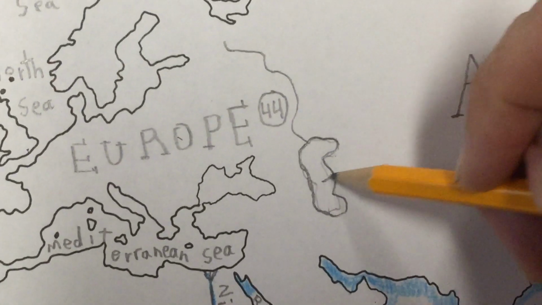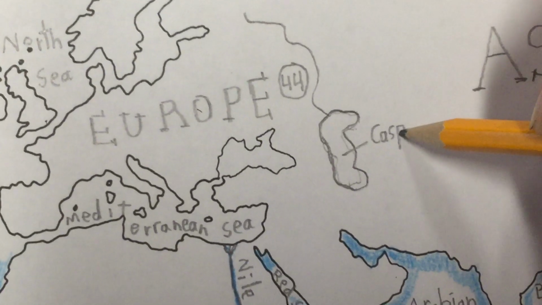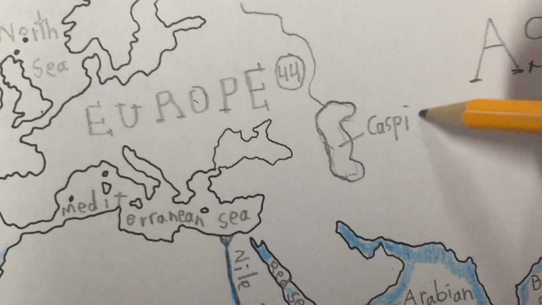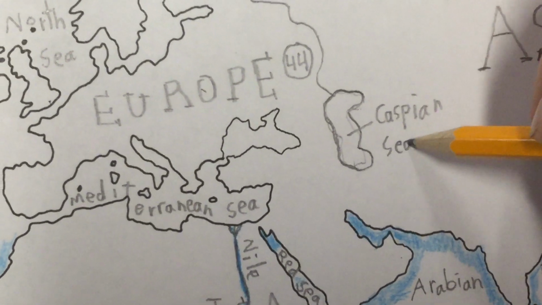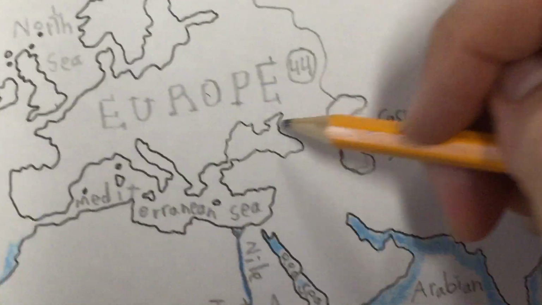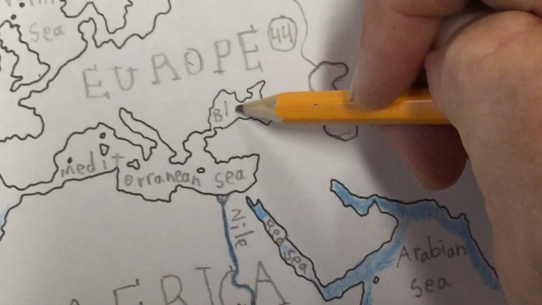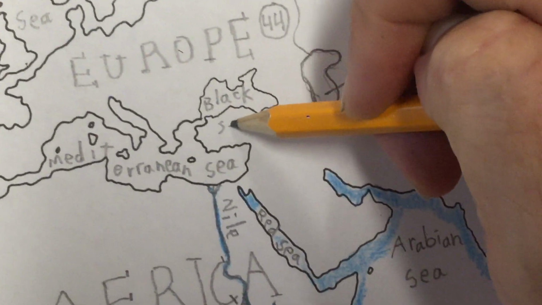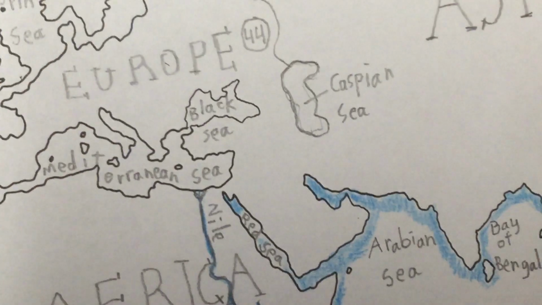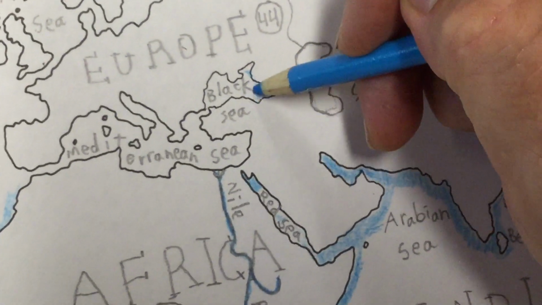But I think I'll label it just so we know, that's the Caspian Sea. C-A-S-P-I-A-N. Very close to the Black Sea. We should add that. Let's add that too while we're at it. Black Sea. Add a little color to that.